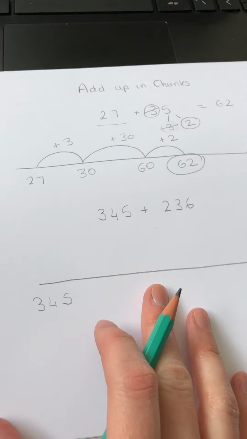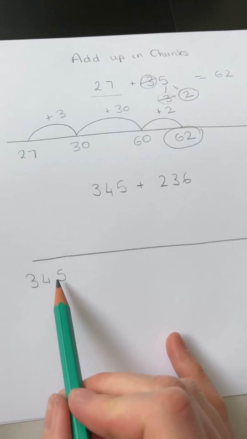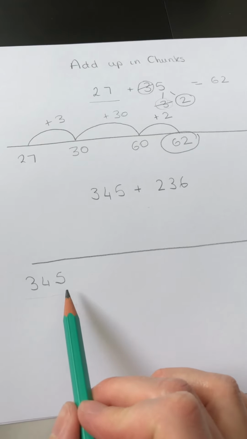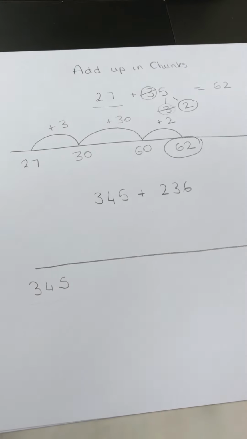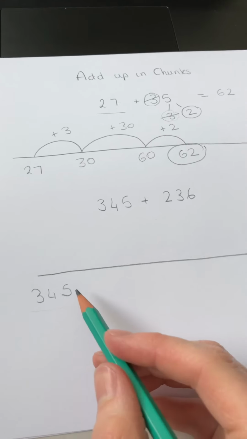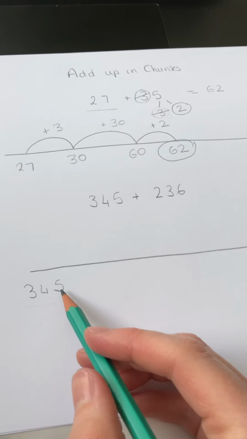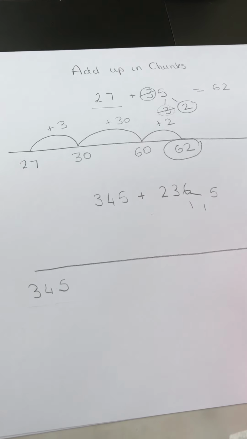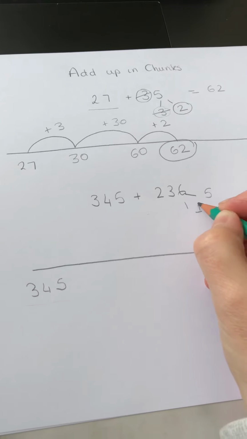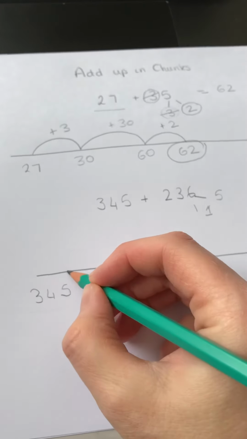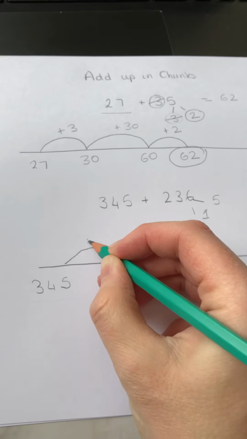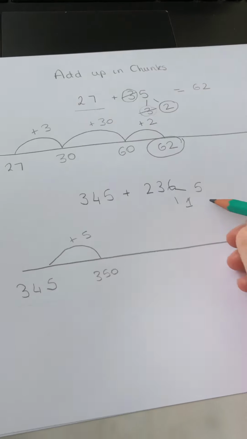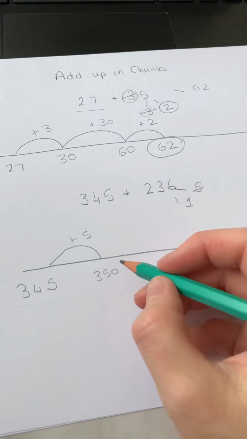Okay, so can you see where would be best to make the next jump to? We always try and make the next jump to our nearest round, our whole number, because it makes it much easier for us to add. So if we look at the 5, if we split the 6 into 5 and 1, and we add on the 5, that's going to take us to a nice round number. That's going to take us to 350. Okay, let's score that one out because we've used it.